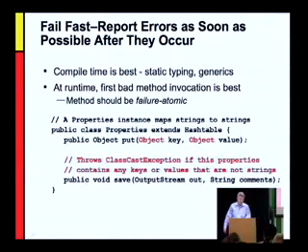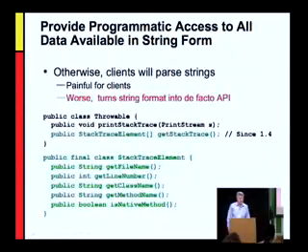You should provide programmatic access to all data that is also available in string form. This is really important. Whenever you have a method that returns something as a string, you should also have a method that returns the same stuff in programmatic form. If you don't do that, then clients will have to parse the string. Not only is that a pain in the butt, but it turns the string into a de facto part of the API. You can never add information to that string because there's code out there that's parsing that string, and if you change the format of the string, you break that code.